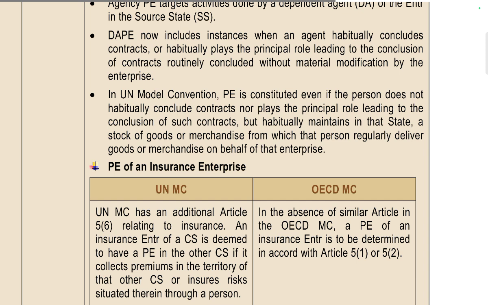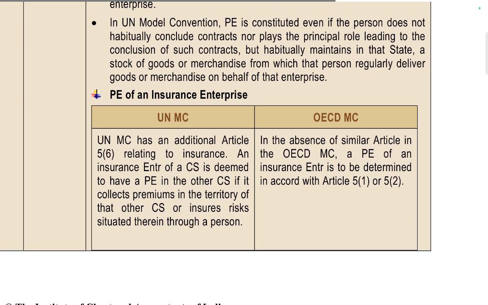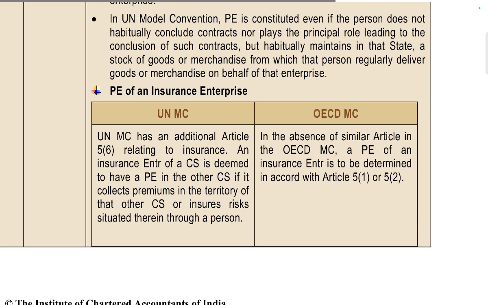Under the UN Model Convention, the PE is constituted even if the person does not habitually conclude contracts nor play a principal role leading to the conclusion of contracts, but habitually maintains in the state a stock of goods or merchandise from which the person regularly delivers goods or merchandise on behalf of the enterprise. The PE of an insurance enterprise.